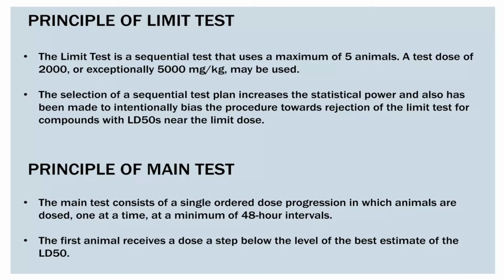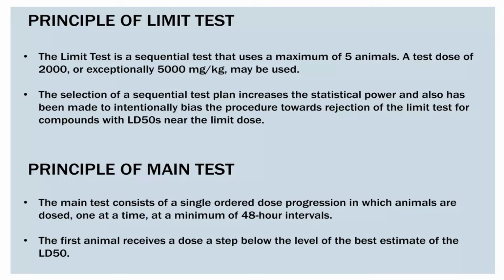This method is used mainly for the 2000 and 5000 mg per kg. It will be a very helpful tool for students who want to conduct their study on plant products or plant extracts. So directly they have to use 5 animals, and they can easily decide that 2000 mg is enough, more than 2000 is their LD50. So after this they can easily decide their doses.